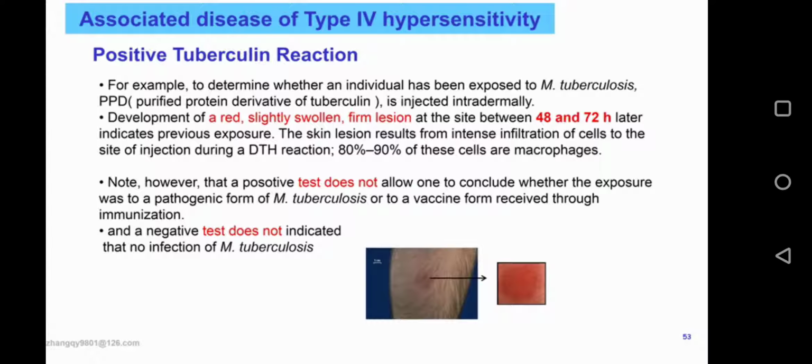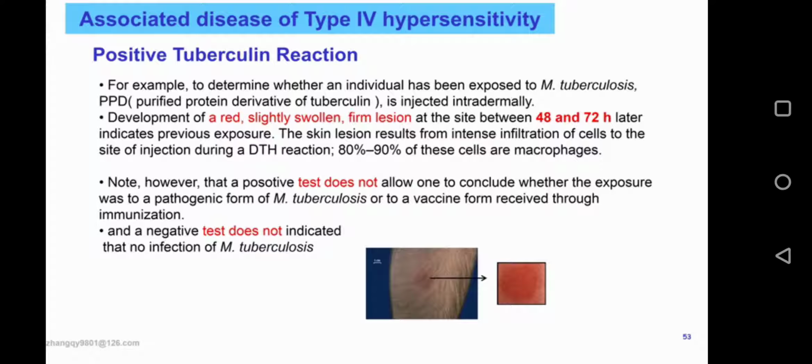Because maybe in children, they have a reaction from the vaccination, right? It's positive. But if it is negative, does it mean there is no disease? We also inject the normal dose, but there is no response. Does a negative response mean no disease? No. The answer is no, right?